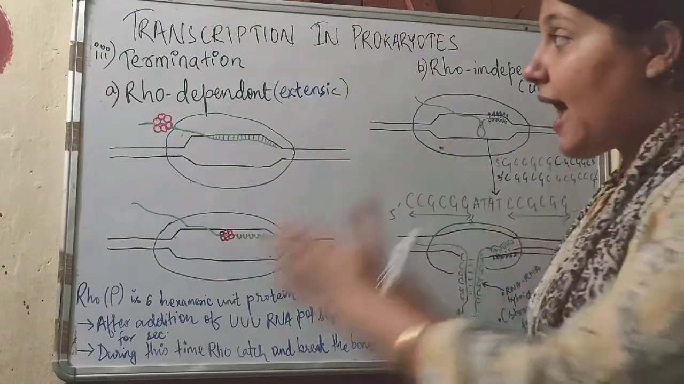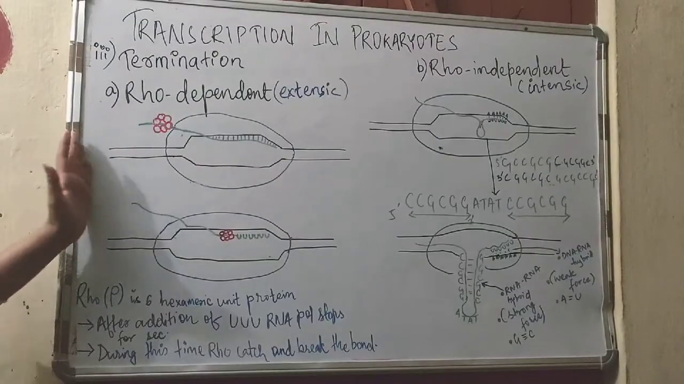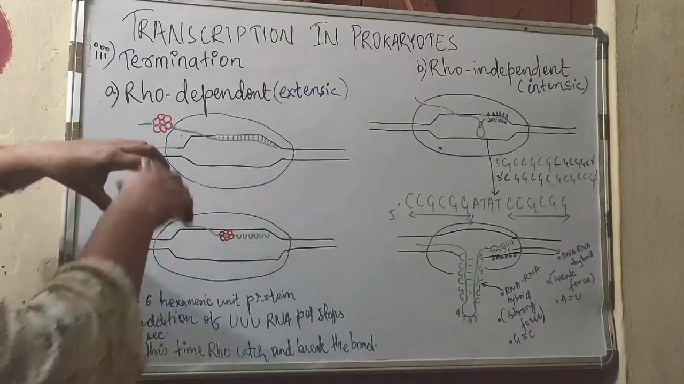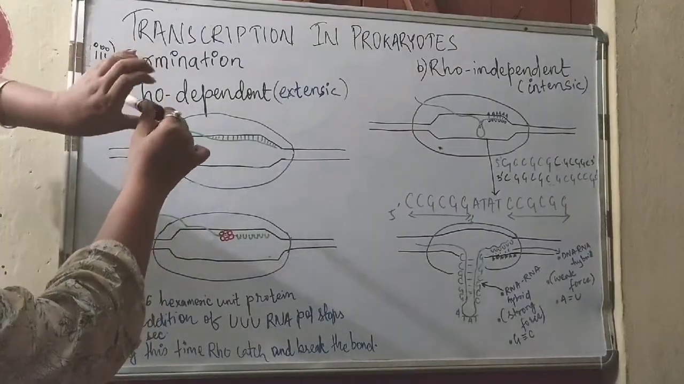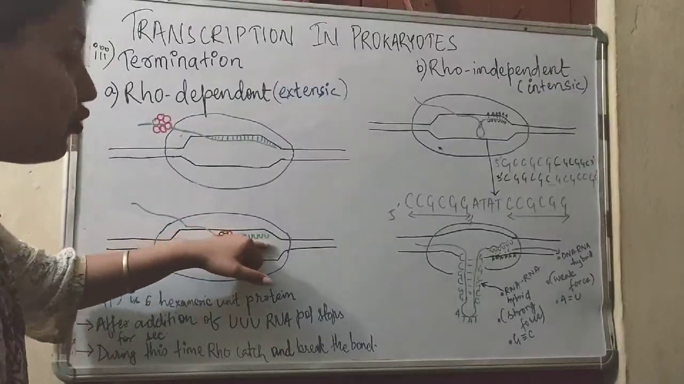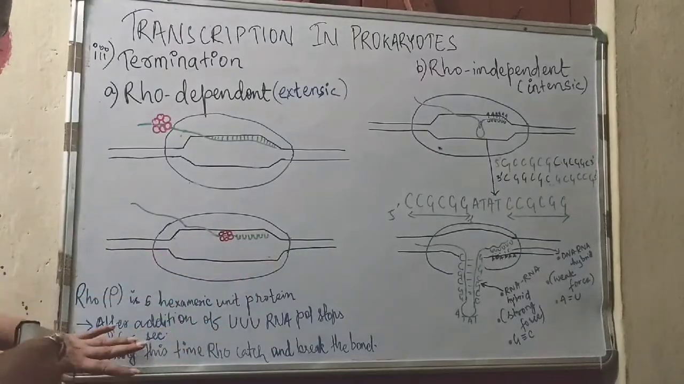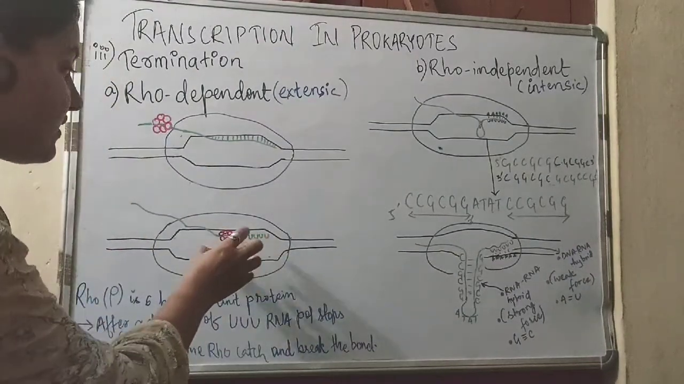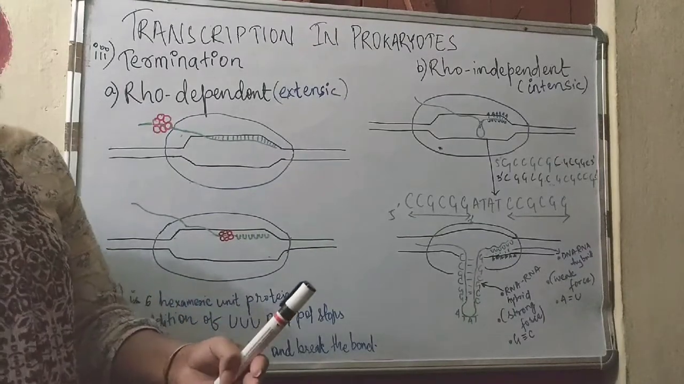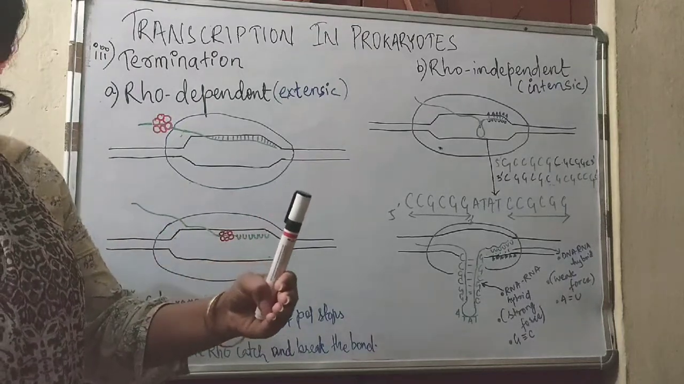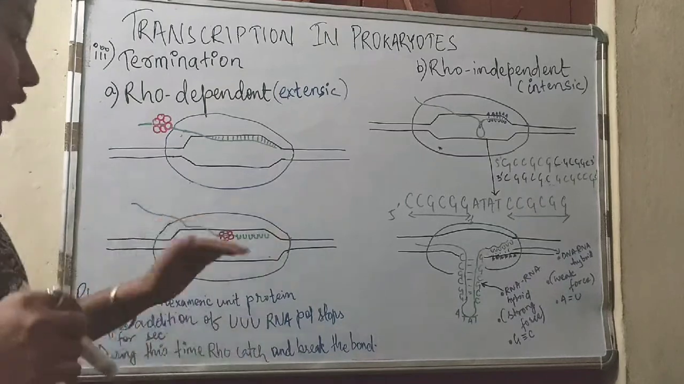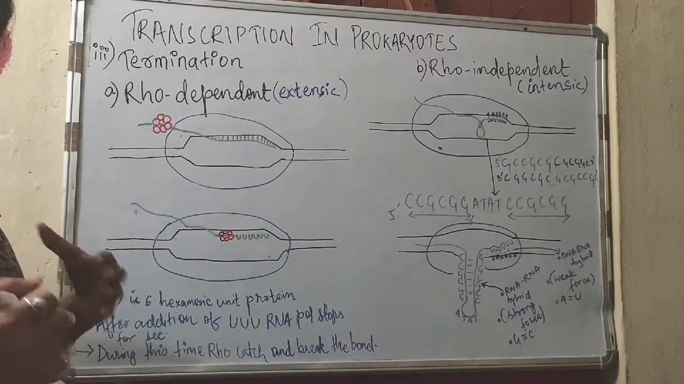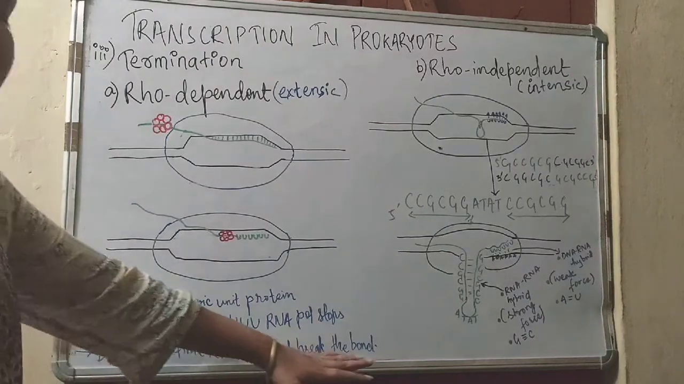Now coming to what happens in the Rho-dependent process. In the Rho-dependent process, the helicase-like enzyme, which is a six-hexameric unit protein, gets inserted in the mRNA and goes in a rotating manner. So what happens when the stop signal UUU comes? After the addition of UUU, RNA polymerase stops for a second. RNA polymerase has the ability to trace back to check if any wrong nucleotide has been inserted. So when the UUU comes, it waits for a second to check if it is doing something wrong. During this time, Rho catches up and breaks the bond.